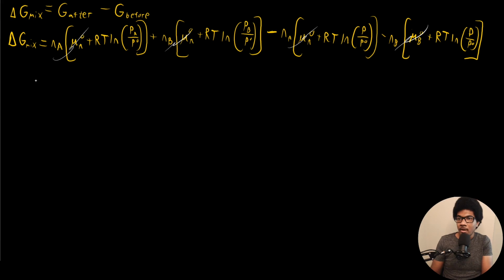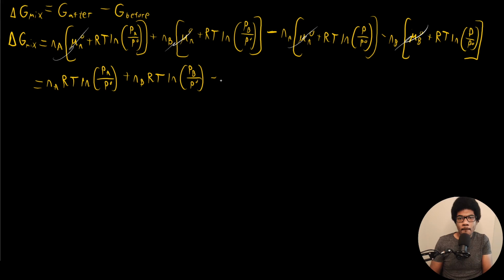So when we bring all of this down, we just end up with NA RT ln PA over P naught plus NB RT ln PB over P naught minus NA RT ln P over P naught minus NB RT ln P over P naught. Okay, so now we're left with this expression.